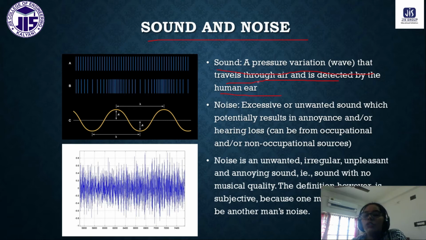Now noise. Sound is obviously a wave function, so we can express the sound wave function like this. Understand? Now come to the noise. Noise is excessive or unwanted sound which potentially results in annoyance and or hearing loss, and can be from occupational sources, from any industry, or from road traffic. So this is the definition of noise. That means excessive unwanted sound which is very harmful for us.